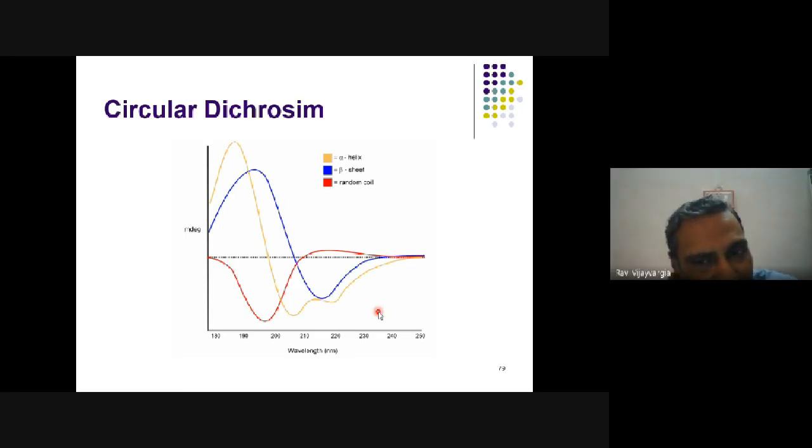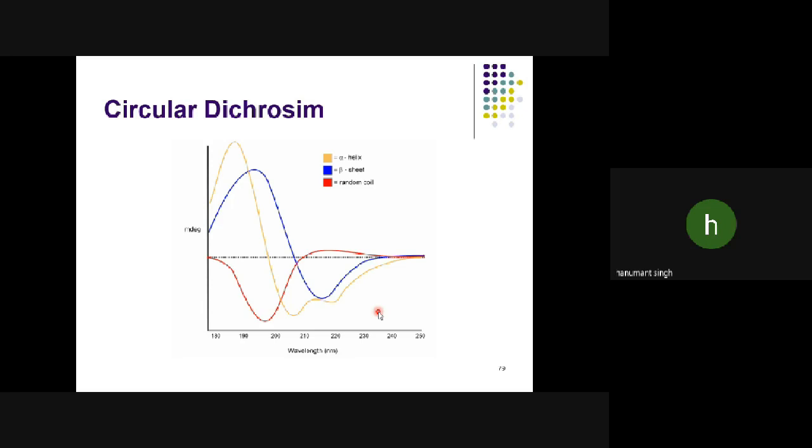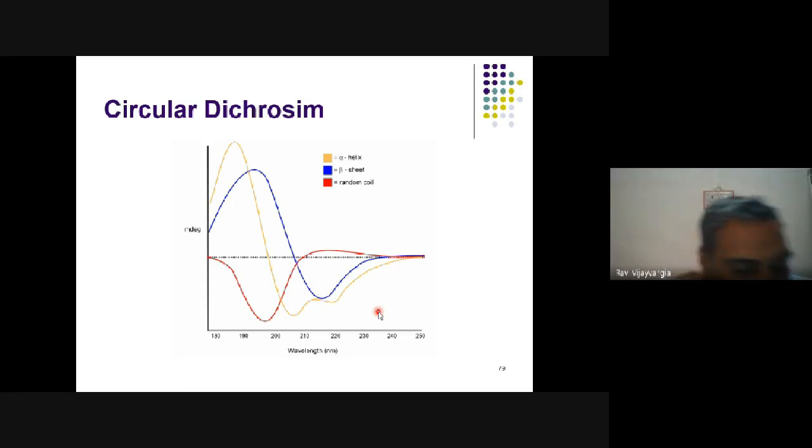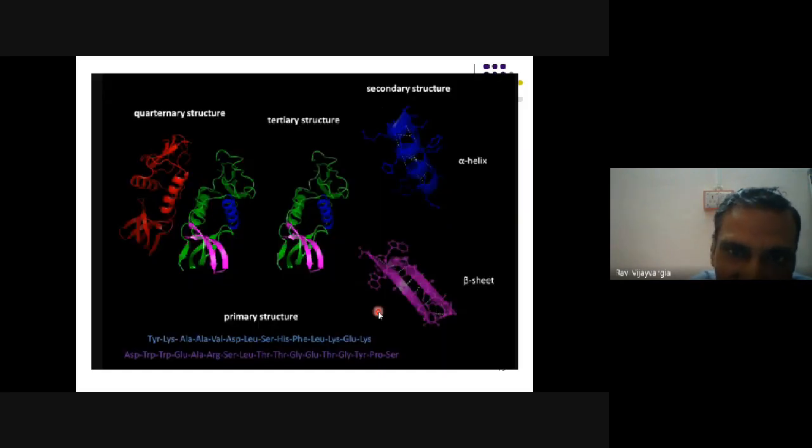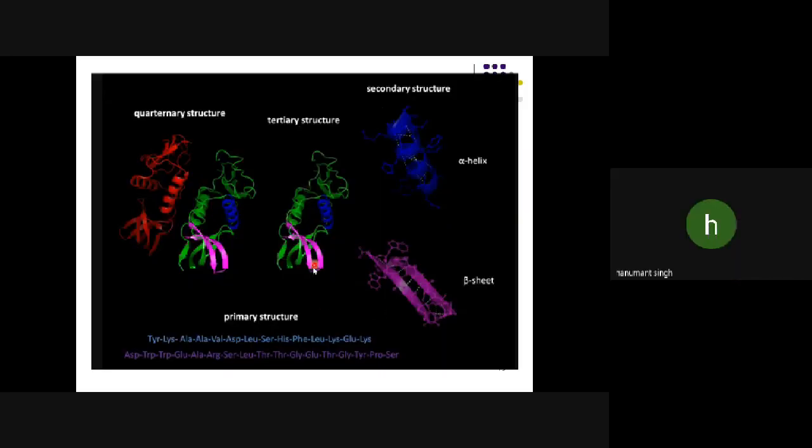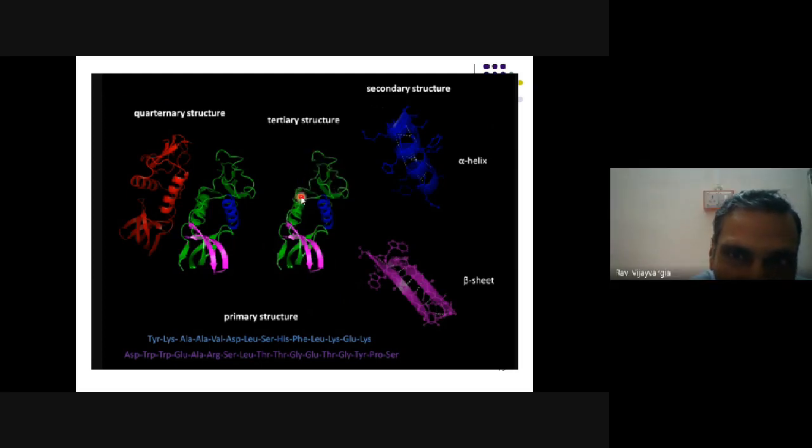If the compound is the same, suppose the same protein is available in two different structures, alpha helix and beta sheet, and it is a mixture of both. At that time CD can differentiate it. So if a protein has a mixture, as I have shown here, you can see the same protein. This protein has a mixture of beta sheets and alpha helical structure also here.